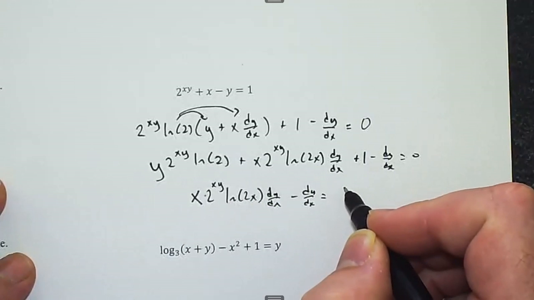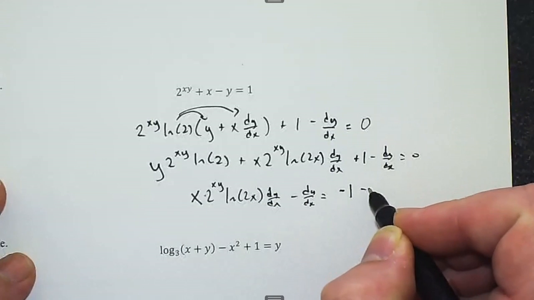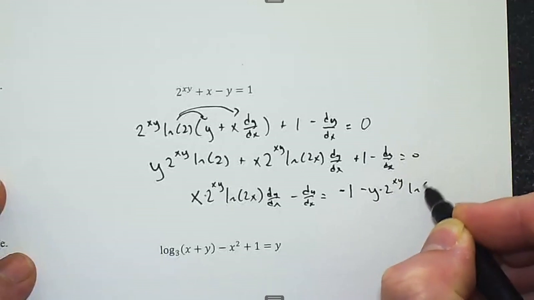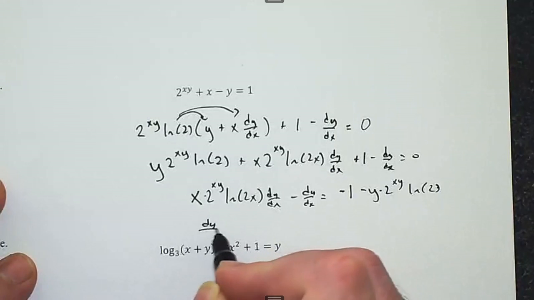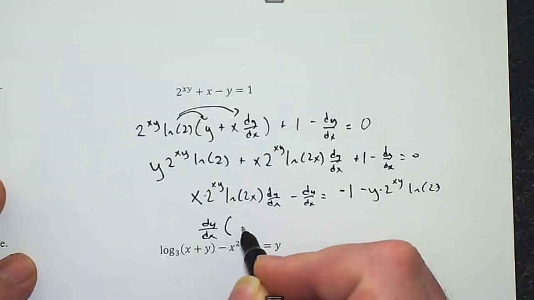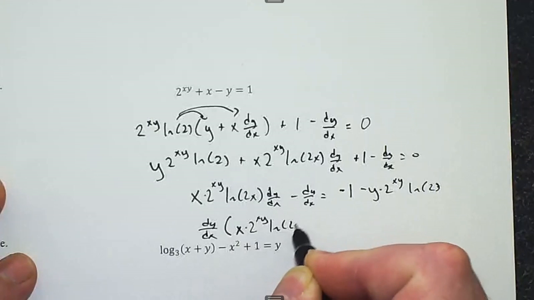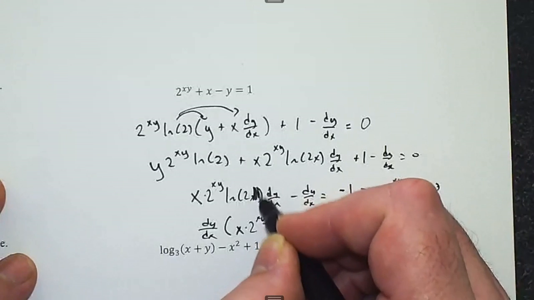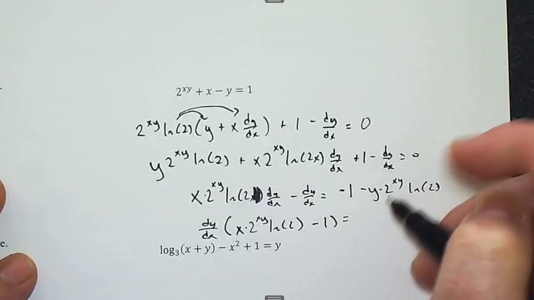Move all these over the other side. I have, let's see, a negative 1 minus y times 2 to the xy times the natural log of 2. I'll factor out a dy dx. That's a 2, not 2x. And then that becomes a minus 1.